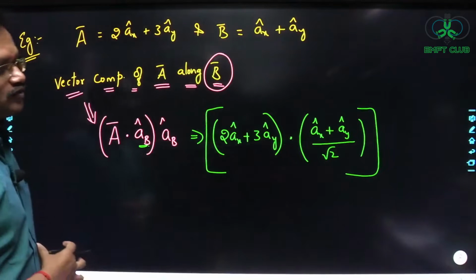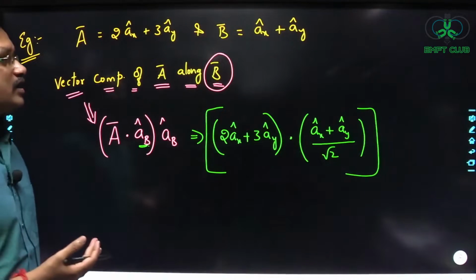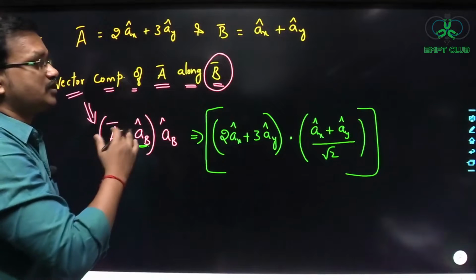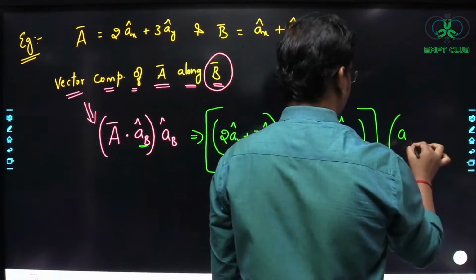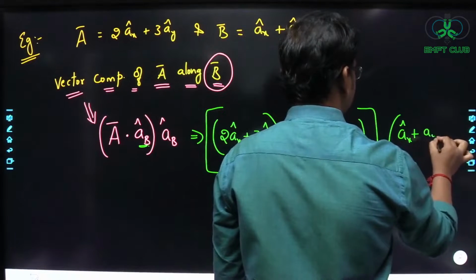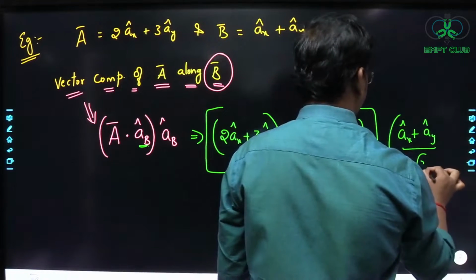So this a bar dot ab cap is going to give you the scalar component. But what they are asking here is to determine the vector component. So just multiply this with ab cap. So that is ax cap plus ay cap divided by root 2.